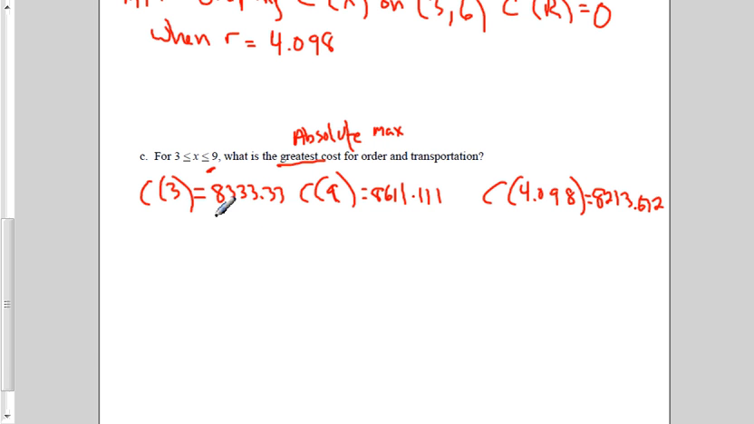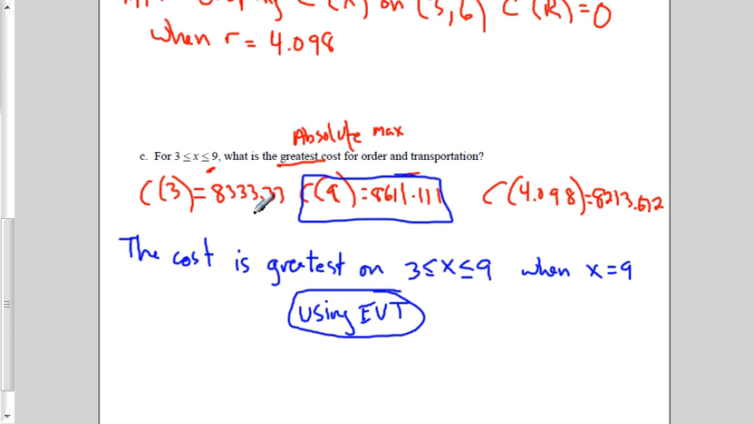at the critical values, endpoints and the critical values, and I find out that the greatest cost occurs when x equals 9. Again, the cost is greatest over the closed interval from 3 to 9 when x equals 9. And again, what do we use? The extreme value theorem. Okay, so that's it for 2041 part 3.